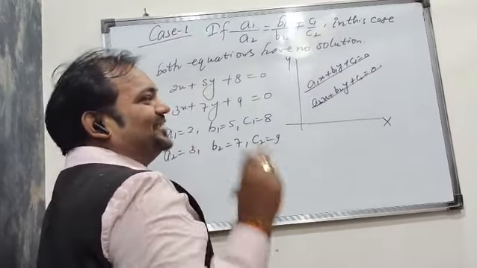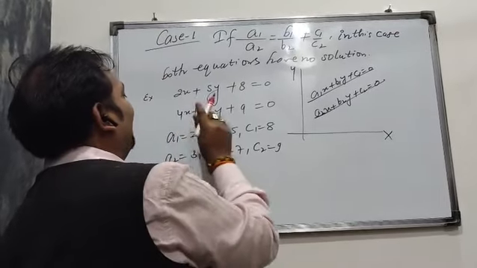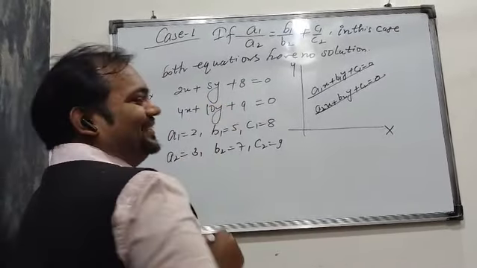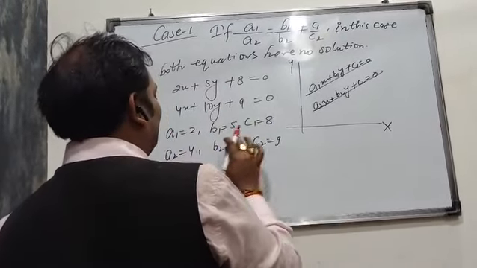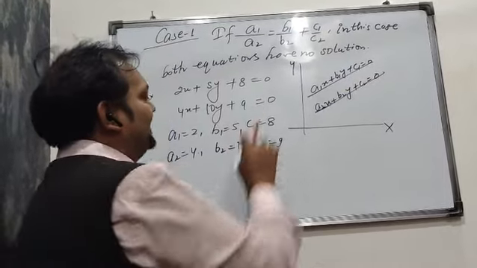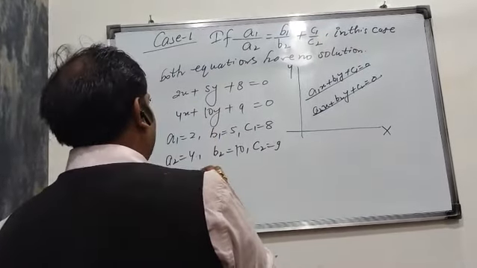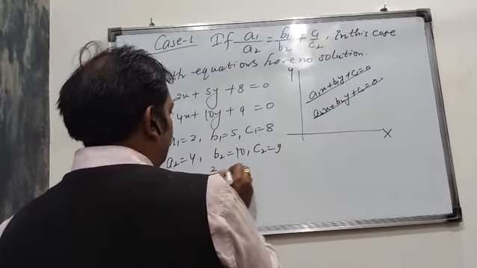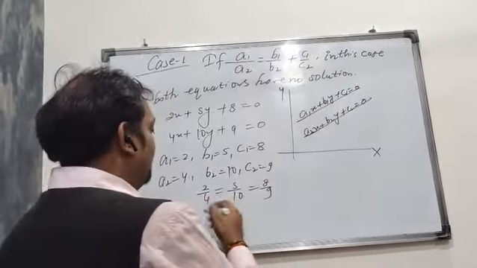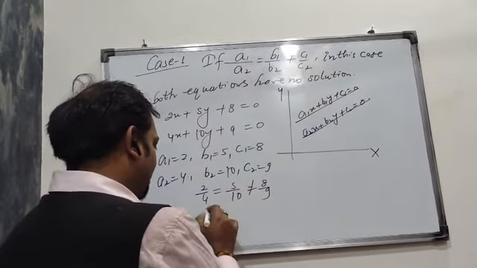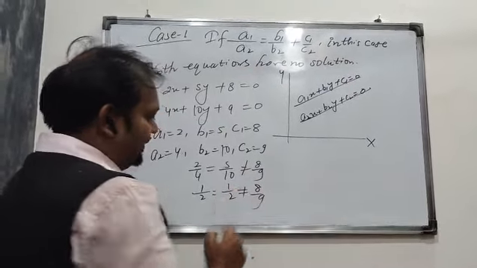Yes, you all were not paying attention. Check. This one will become 4x, and this one should be 10y, definitely. So a2 is equal to 4, b2 is equal to 10, c2 is equal to 9. Yes, like this we are writing on the board. Now in this case, 2 by 4, 5 by 10, 8 by 9. If you simplify it, what will you get? 1 by 2 is equal to 1 by 2 is not equal to 8 by 9.